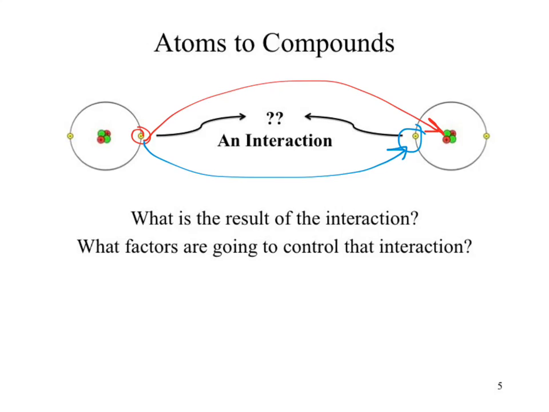We could go back. We said there were a couple things that were really important. We could look at size. How big are those atoms? If those atoms are really big, that's going to change how those electrons can interact with other atoms. What else?